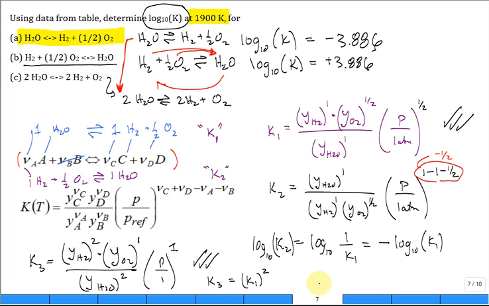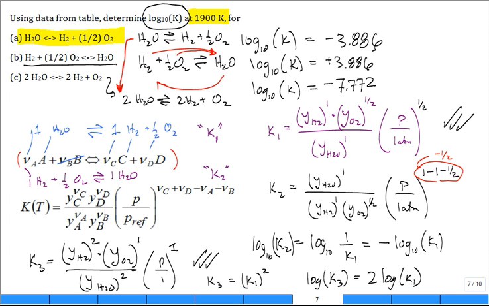So I take the log of both sides of this equation. I get log of the new equilibrium constant is equal to 2 times the log of the previous equilibrium constant. So log base 10 of K for the third reaction equation is equal to negative 7.772, 2 times. True? So that's what happened. Make sense? So we're done with that one.